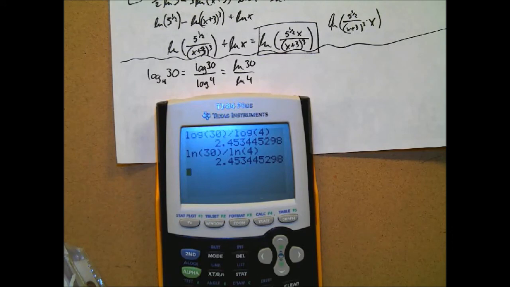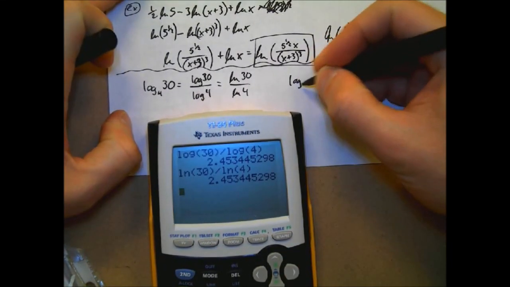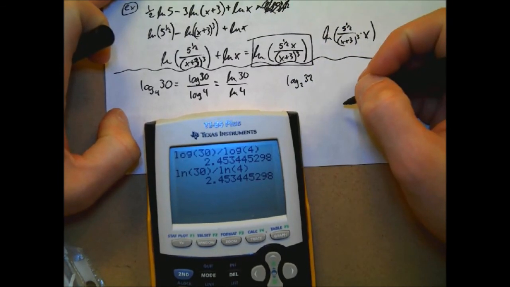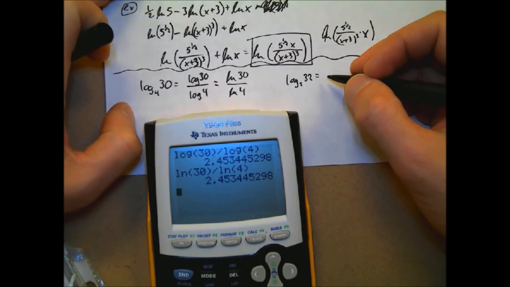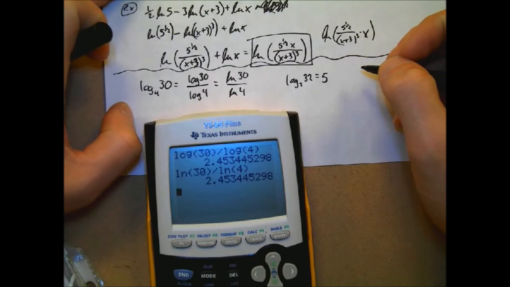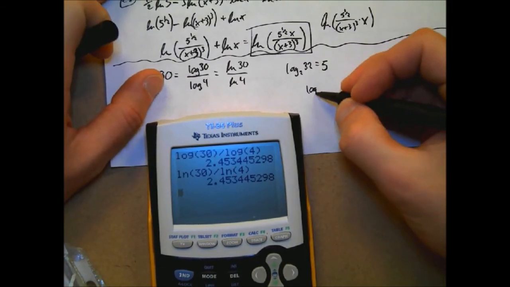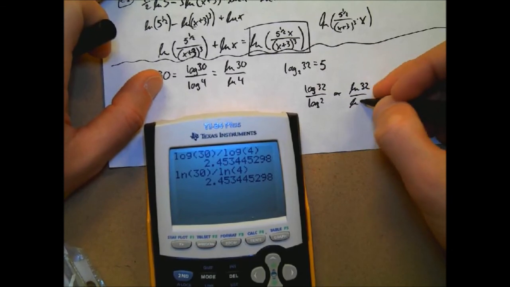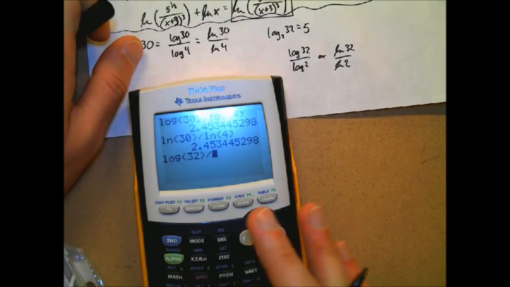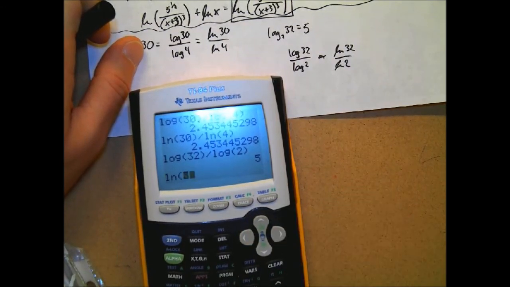We can do it even with something like log base 2 of 32. We know what log base 2 of 32 is. What is log base 2 of 32? 2 to the 4? 2 to the 4 is 16, I mean. So it's 2 to the 5th. This is 5. But we could also do log of 32 divided by log of 2, or natural log of 32 over the natural log of 2. And if we do that, there it is, 5, or natural log, 5 as well. So there it is.